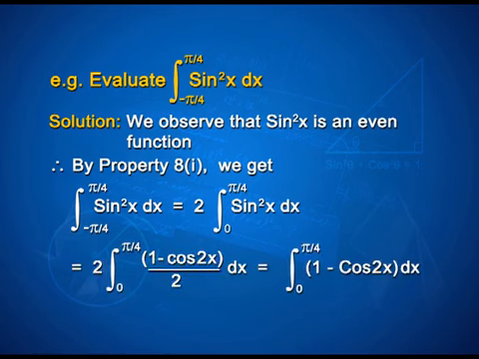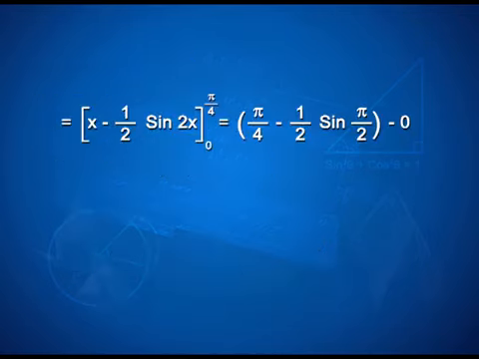that is equal to 2 times integral 0 to pi/4 of (1 - cos 2x)/2 dx, that is equal to integral 0 to pi/4 (1 - cos 2x) dx, that is equal to x - 1/2 sin 2x with limits 0 and pi/4, that is equal to pi/4 - 1/2 sin(pi/2) minus 0. On simplification, we get pi/4 - 1/2.